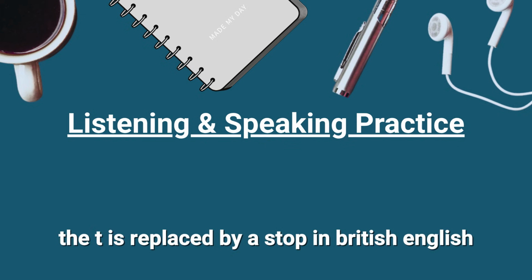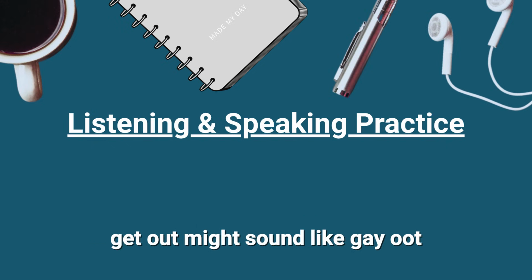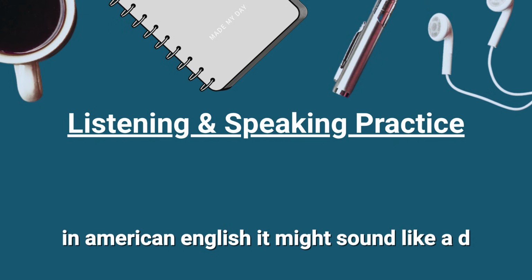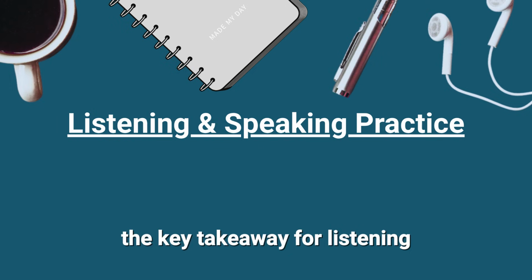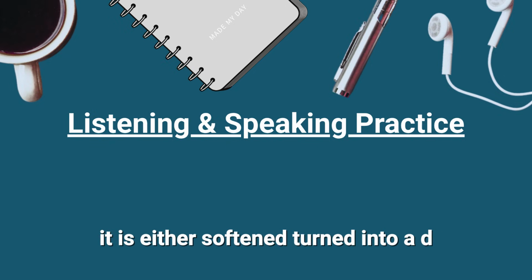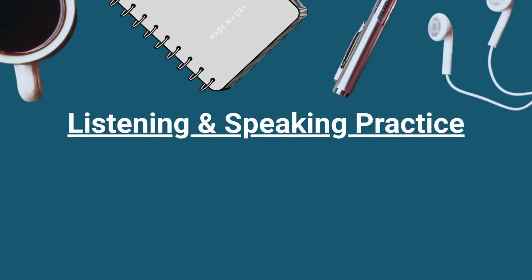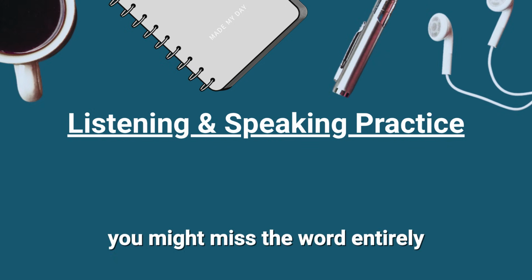In British English, this happens a lot with T at the end of words too. Get out might sound like get out. In American English, it might sound like a D, gay dude. But the key takeaway for listening is that the sharp T sound is often not there. It is either softened, turned into a D, or replaced by a stop. If you are waiting for a crisp T, you might miss the word entirely.